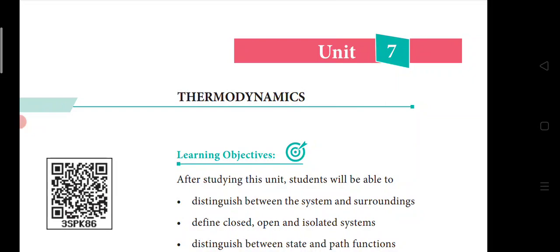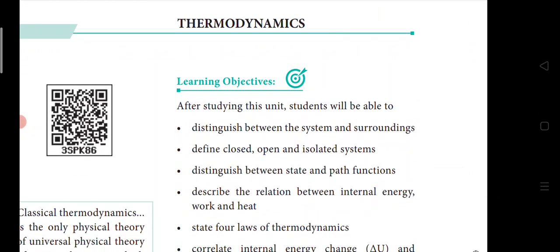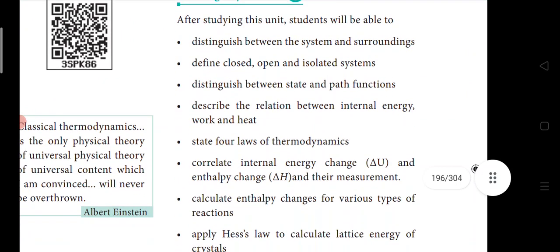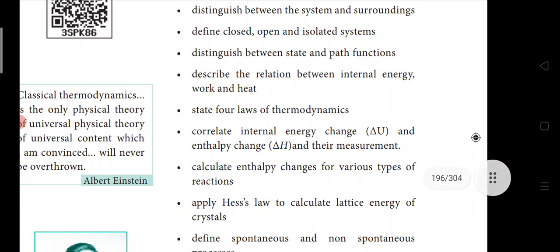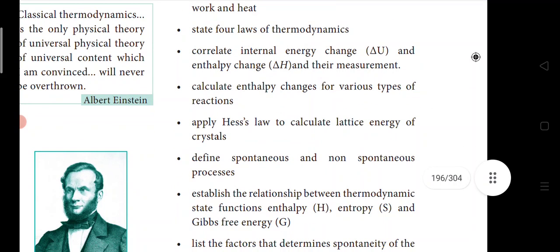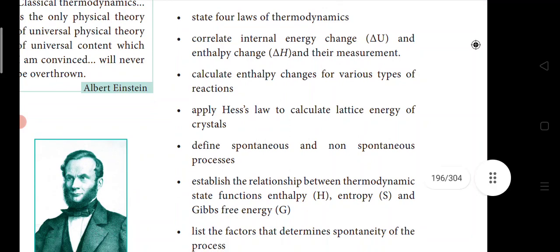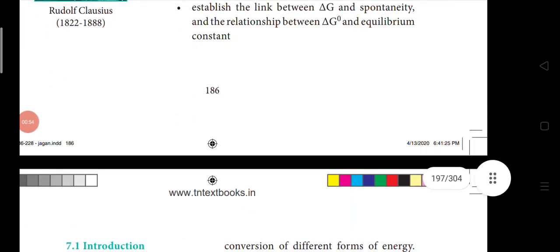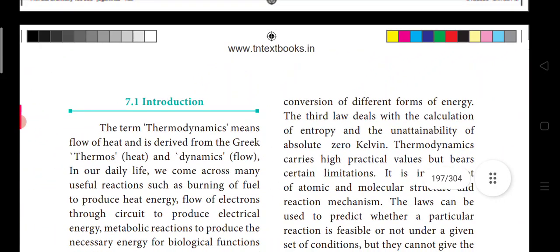So we will be studying the system and surroundings and different types of systems, state function, path function, the relationship between internal energy, work and heat, and the 4 laws of thermodynamics, and how to calculate entropy, enthalpy, and different laws, spontaneous and non-spontaneous processes. All that we will be discussing in this chapter, and this chapter is very important. These ideas you will be using in 12th standard also.